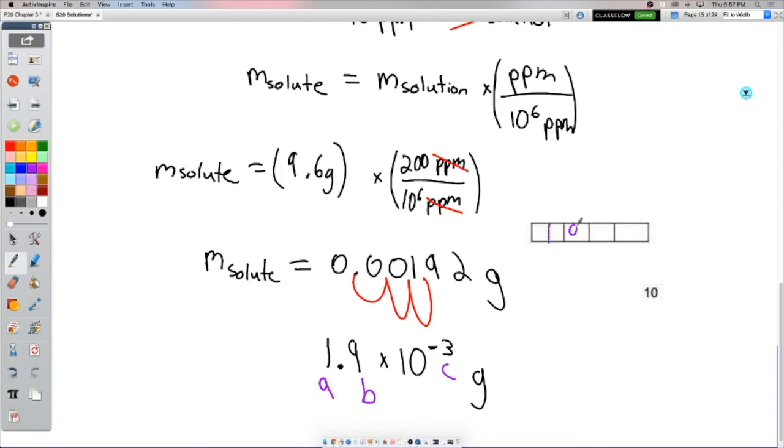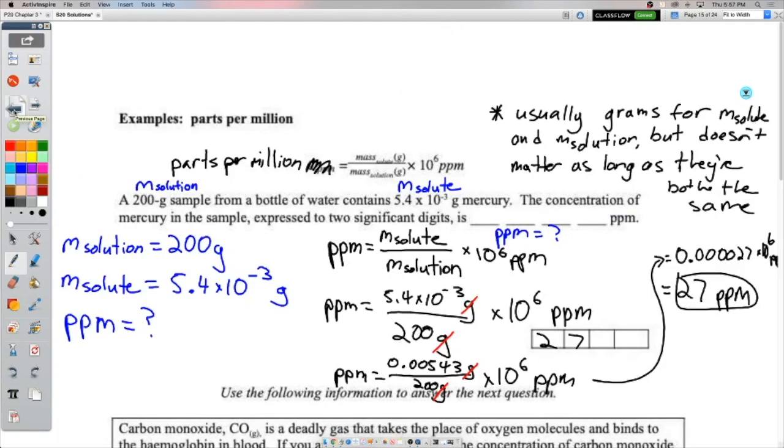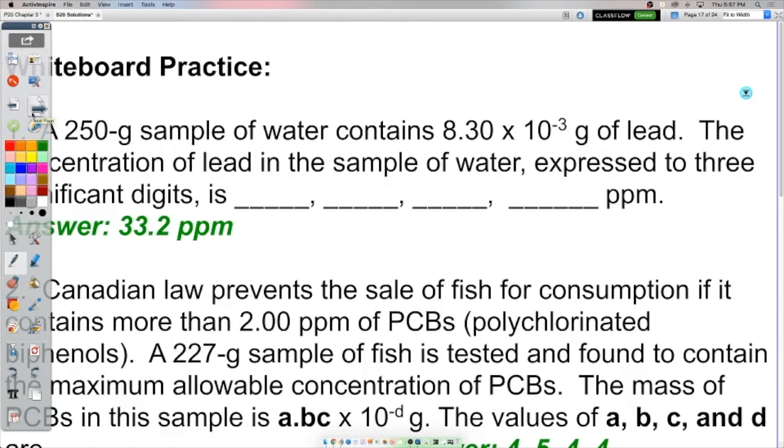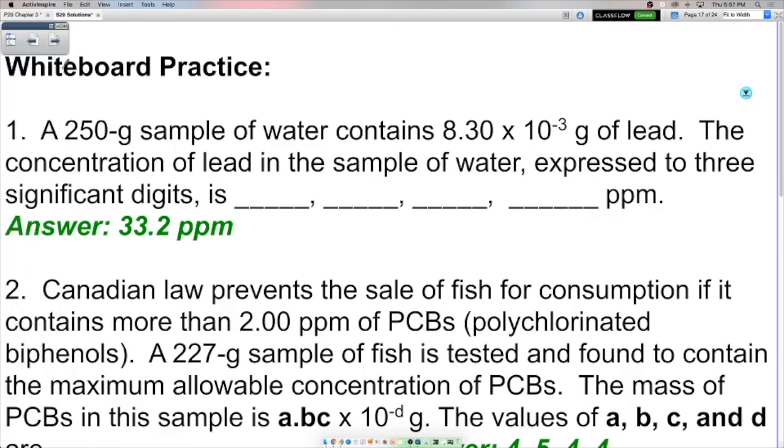So what would I write? 1, 9, 3. Okay, so again, I will put some whiteboard practice up. I apologize. Those actually shouldn't be in your notes, but that's okay. That works out for you. You can just do them in your note booklet there.